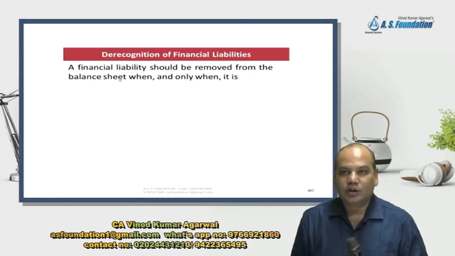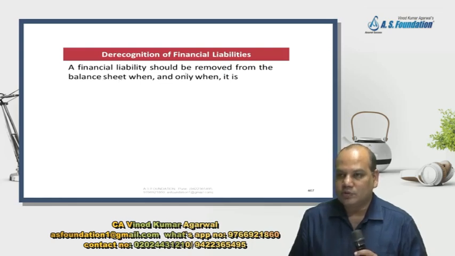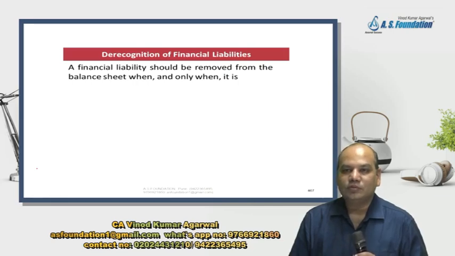Next is derecognition of financial liability. Derecognition means removal of the liability from the books. Okay. So it's simple. When you pay the creditor, what entry do you pass? Creditor account debit to bank. So technically what you have done? You have derecognized the creditor, the liability.